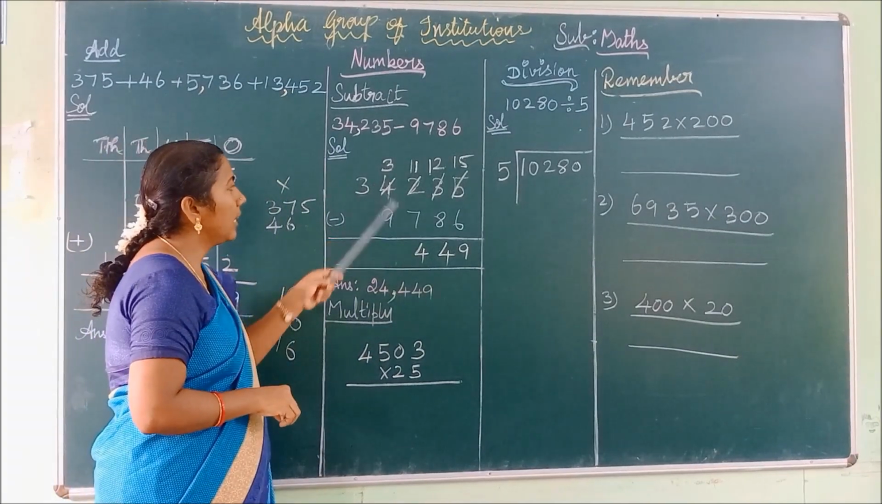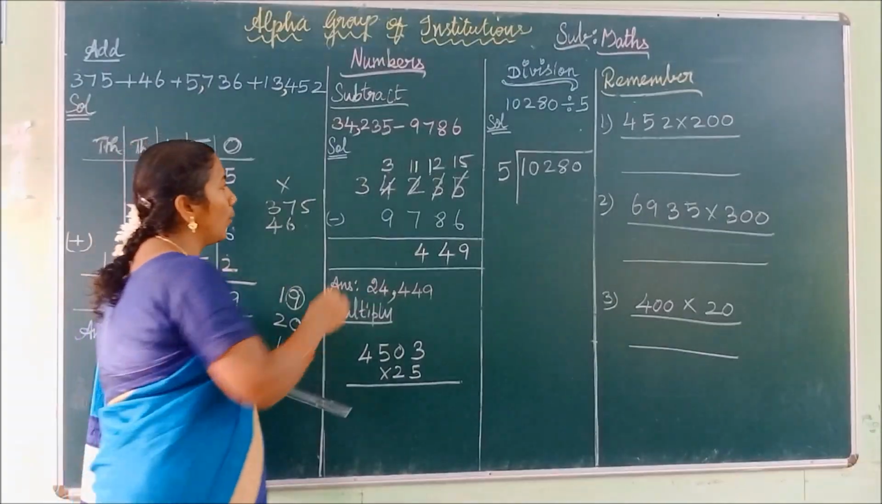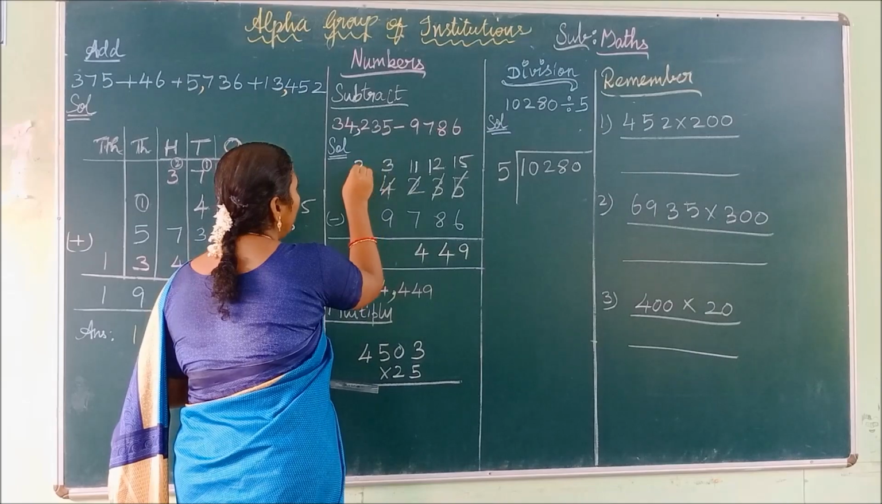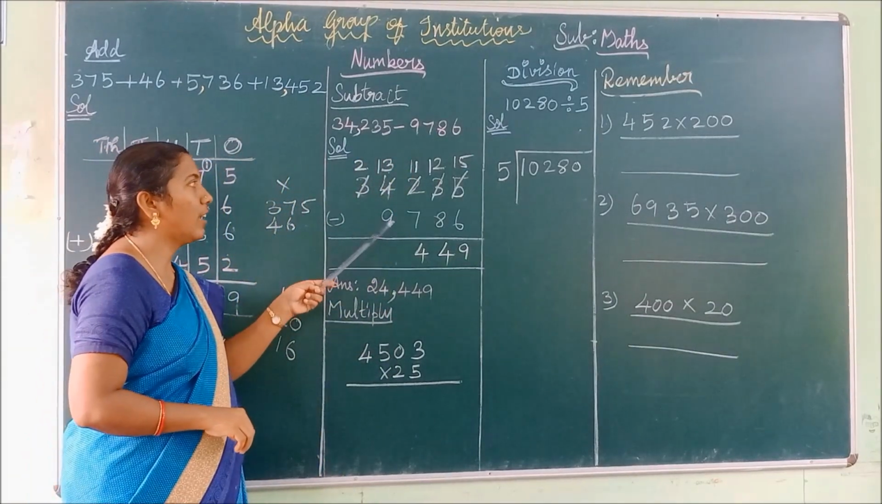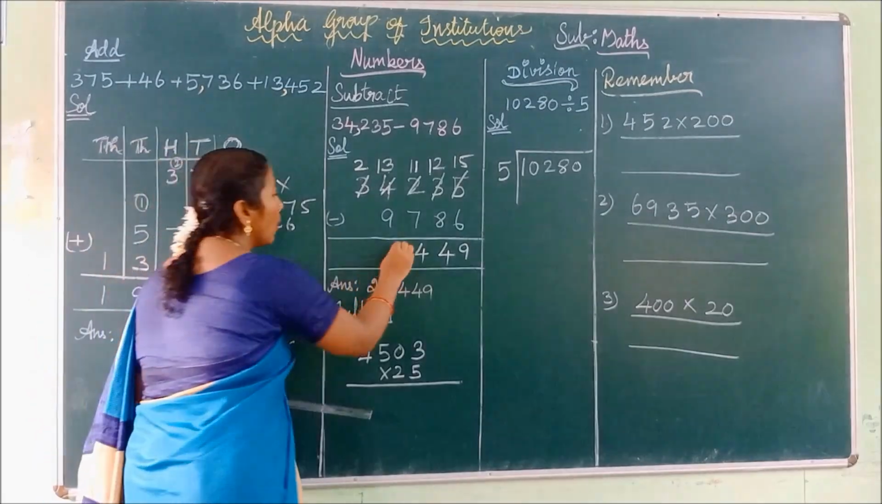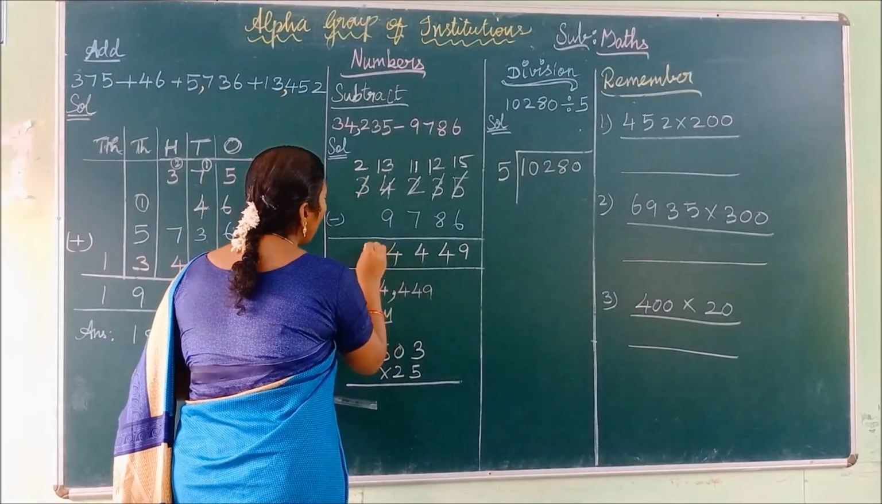Next, subtract the 9 from 3. Again go for the borrowing. By subtracting 1 from 3, we get 2, and 3 becomes 13. By subtracting the 9 from 13, we get the number 4. And write the 2 as it is.